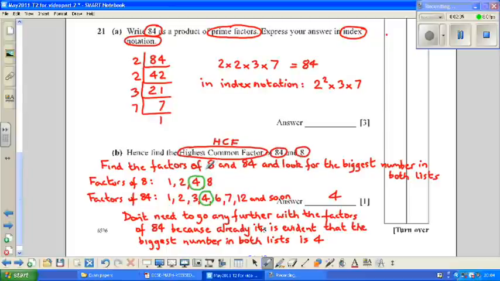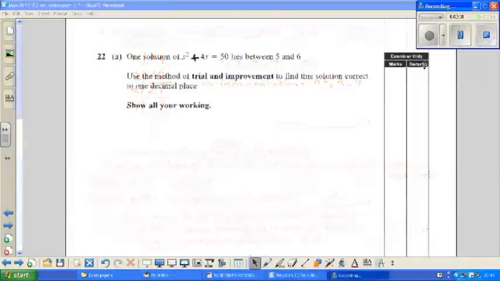So the factors of 8 are 1, 2, 4 and 8. Factors of 84 are 1, 2, 3, 4, 6, 7, 12. At this stage you don't even need to go on, because already we're above the highest factor of 8, so we don't need to go any further, because we can see that the highest number that can possibly appear in both lists, it's not going to be 8 because there's no 8 in this list, so the highest number is going to be 4. So the highest common factor of 84 and 8 is 4.